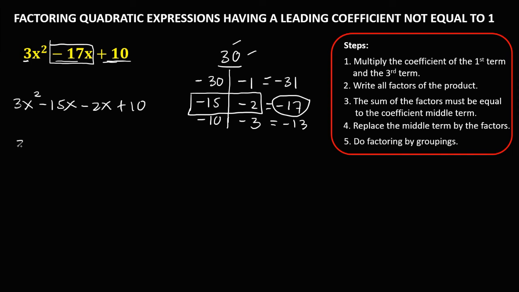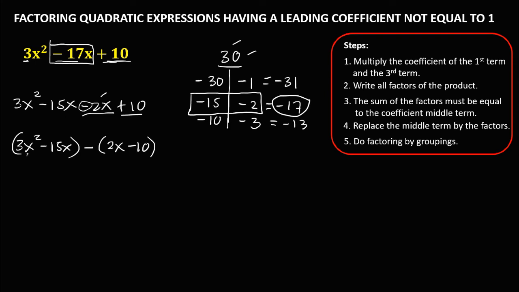So first group, we have 3x squared minus 15x. Then for the second group, since this one is negative, you put this negative outside and change the sign of the terms inside the parentheses. So this negative 2x becomes positive 2x, and this positive 10 becomes negative 10. Then do common monomial factoring.